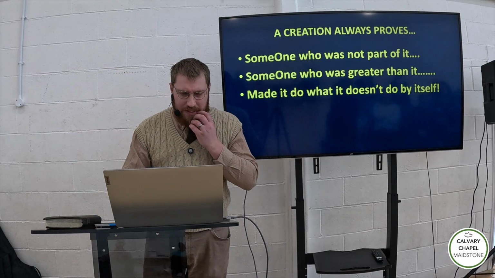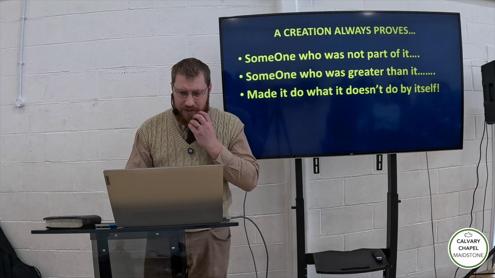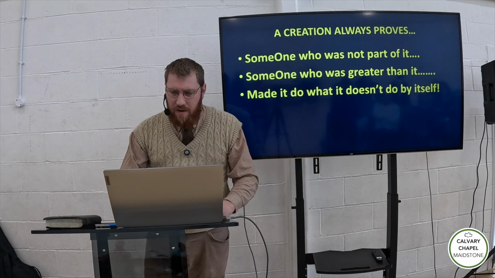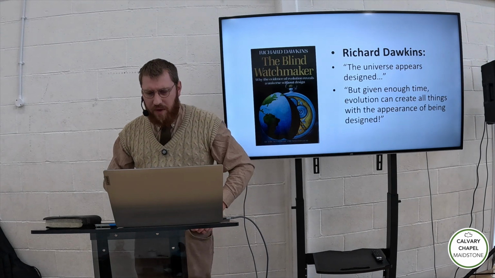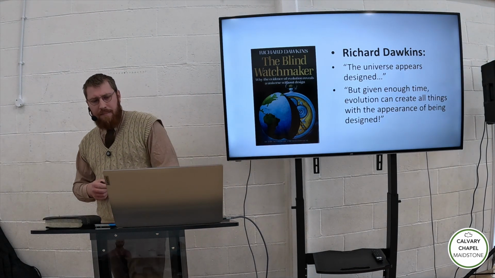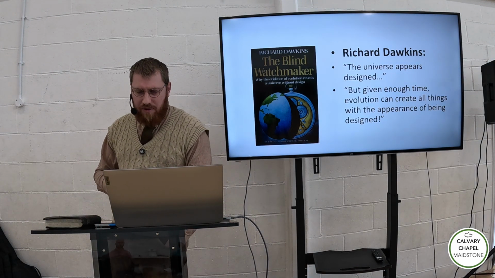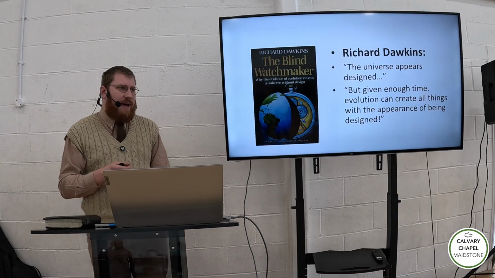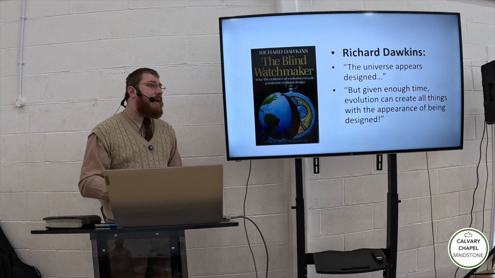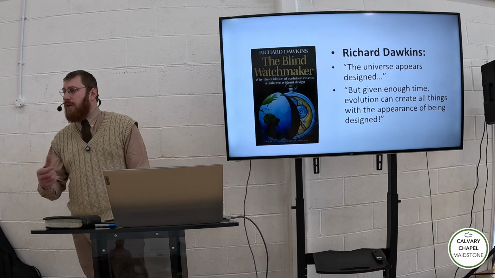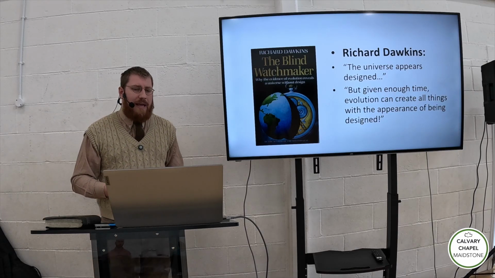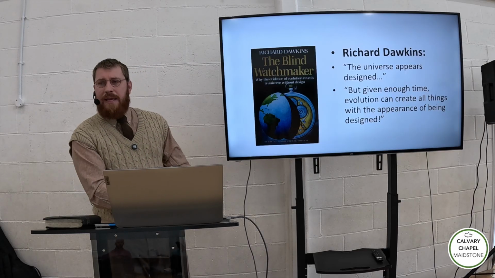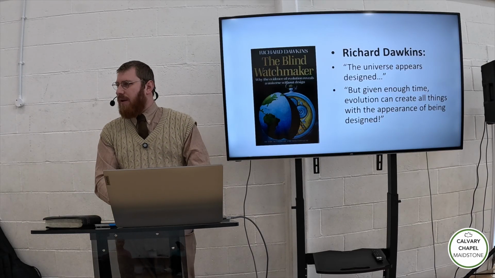Let's look at one last example for evidence of design before we begin to conclude and wrap it all up together. Remember Richard Dawkins? The universe appears designed, he says, but given enough time, evolution can create all things with the appearance of being designed. There's no doubt about it, Richard Dawkins does not believe in a designer. He does not believe that the universe is designed. And he believes that evolution can produce things that remarkably give the appearance of being designed, even though they weren't.